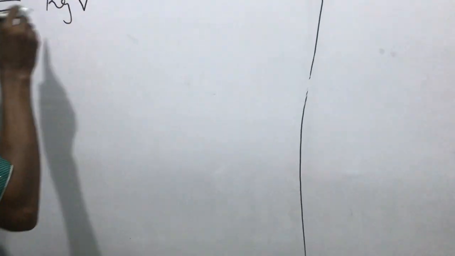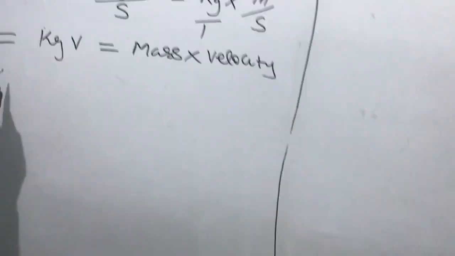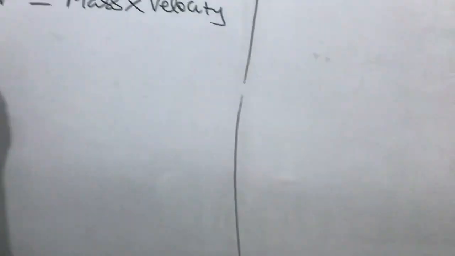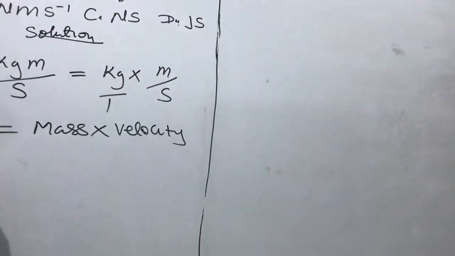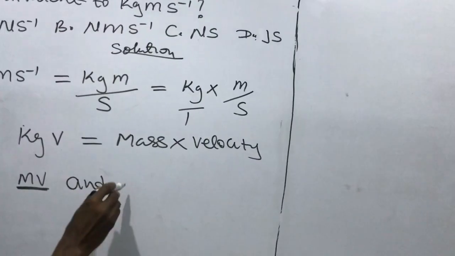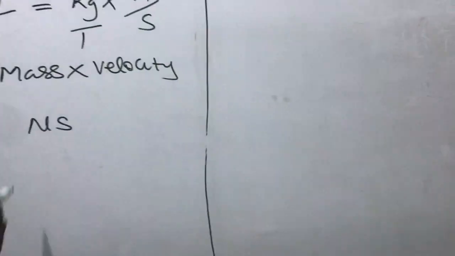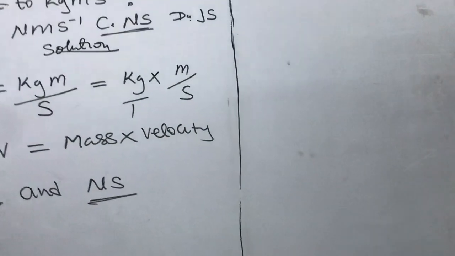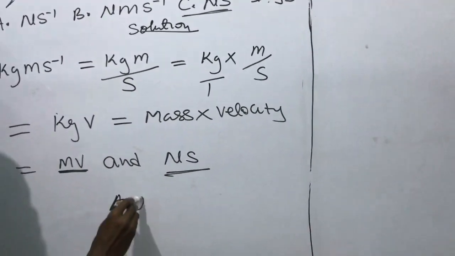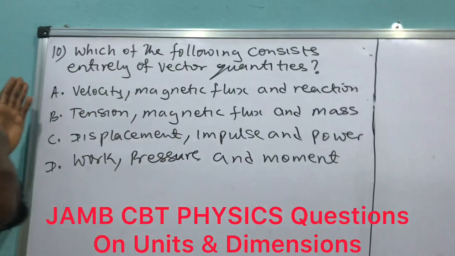This meter over seconds is velocity, which is V. And this kilogram gives me mass. Mass times velocity. And mass times velocity is momentum. And the unit of momentum is Newton seconds. When we look at it, we see that our option here is Newton seconds, which is our answer. My answer is option C. There is a question number 10.